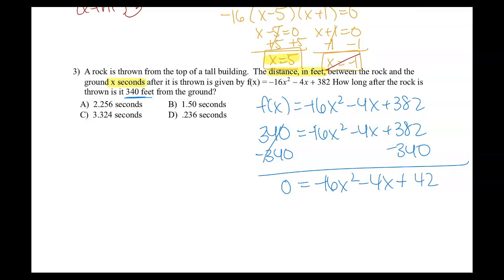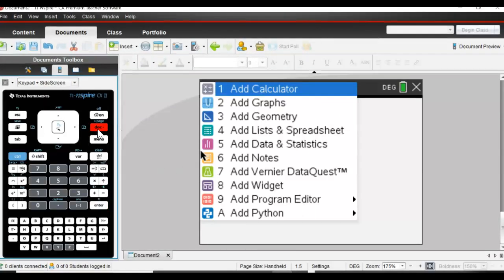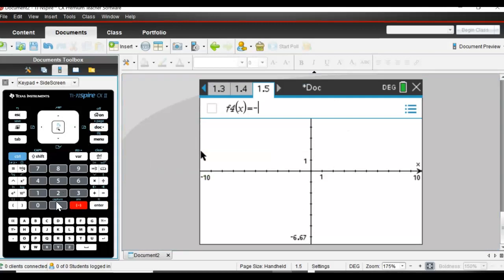And you could technically factor this or use the quadratic formula, because keep in mind, if you can't solve it by hand, you can always use the quadratic formula. Let me use my calculator instead and try to figure out what my answer is going to look like. Let me scroll this over. I'm going to get a new document and graph it. We're going to do -16x squared minus 4x plus 42.